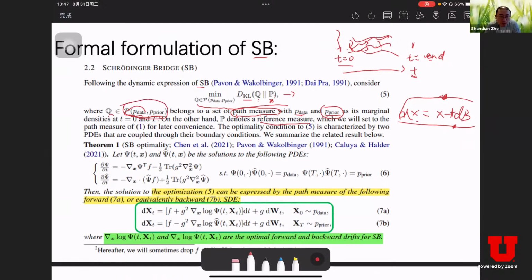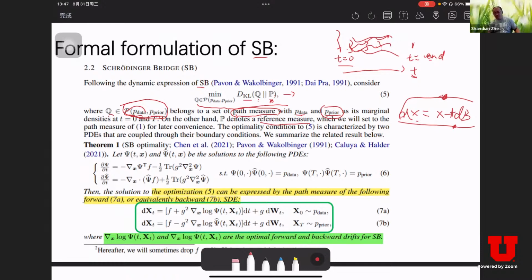The initial state follows P data, and the end state follows P prior, right? Yes. And P is any SDE you feel is simple. Just leave it there. It should be simple or smooth, because we don't want the Q, the Schrodinger bridge, to change very much. We want it to be relatively simple and not change too much.